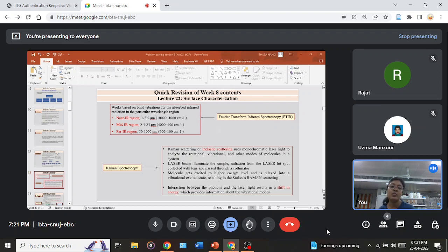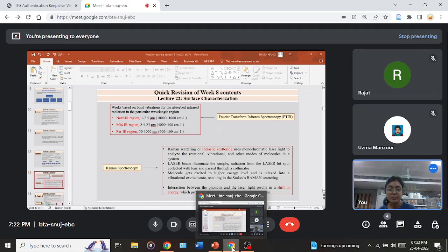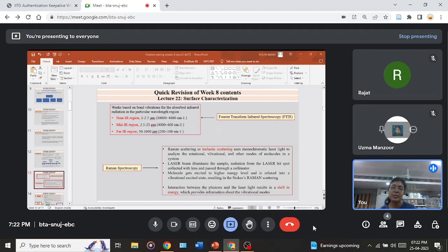If you know the principle, you can again go through various pictures already present on the internet to read more about this kind of spectroscopy. Okay, this was about lecture number 22, that is surface characterization.